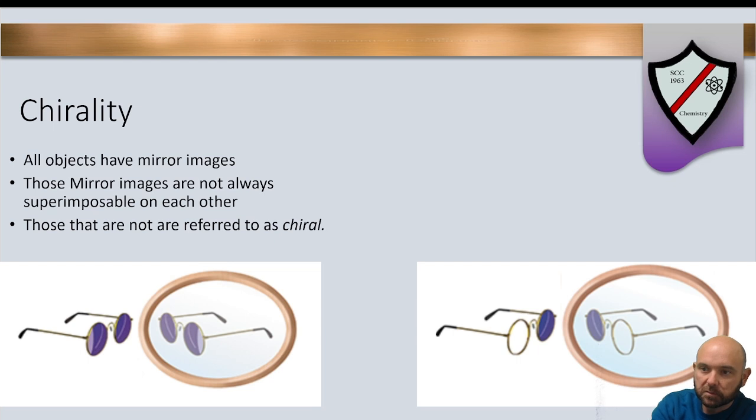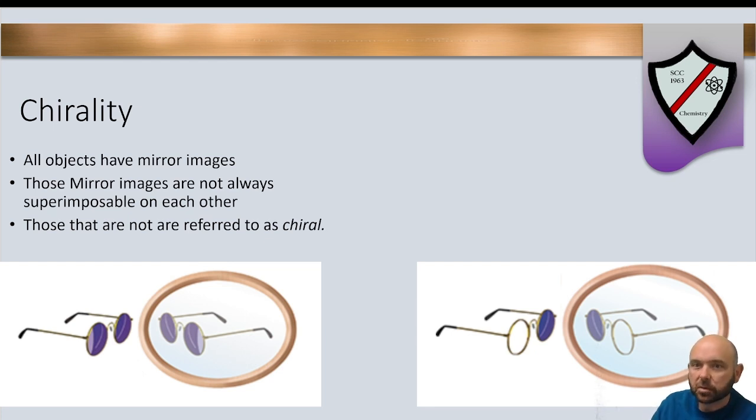But if you look at the pair of glasses on the right, where one of the lenses is missing, the right lens is missing in the actual object, but the mirror image has the left lens missing. So there is no way you could ever orient those glasses to be exactly like its mirror image, because the right lens is missing in the actual object and the left lens is missing in the mirror image. Those two objects would be considered chiral objects or chiral representations of one another.